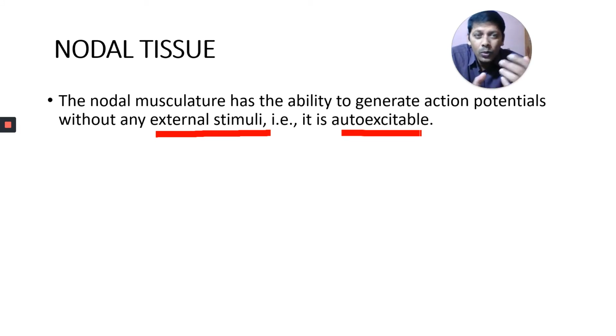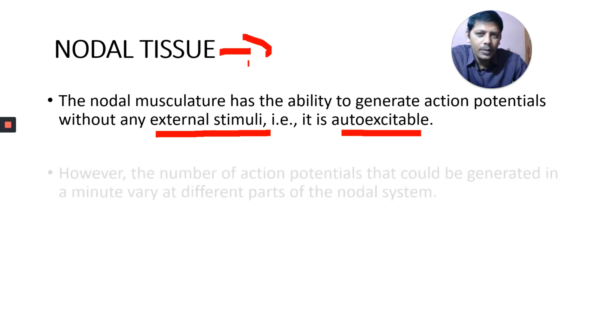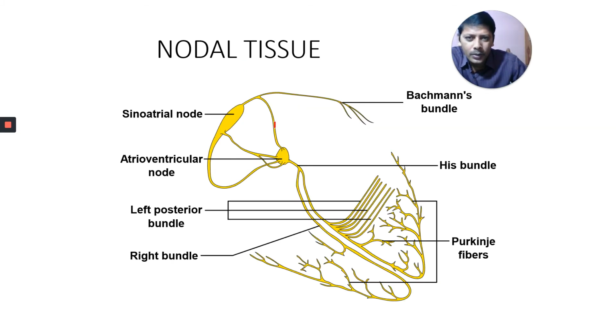It is auto-excitable. Okay, nodal musculature. What is this nodal tissue? This nodal tissue I will show you here. This is a nodal tissue present in our heart. Okay, our heart is made up of muscle. Can you tell me what is the muscle present in our heart? You know. What is that? Cardiac muscle. Okay, some part of the cardiac muscle is modified into nodal tissue.